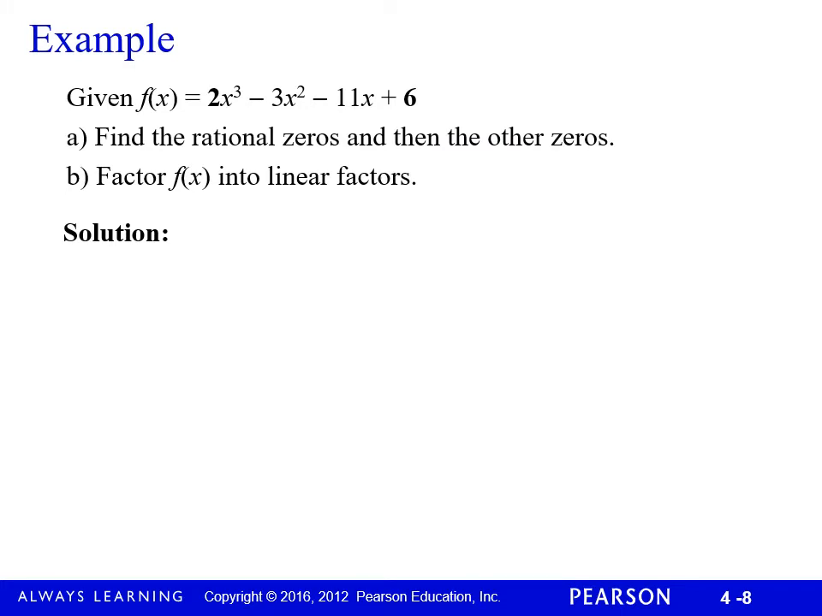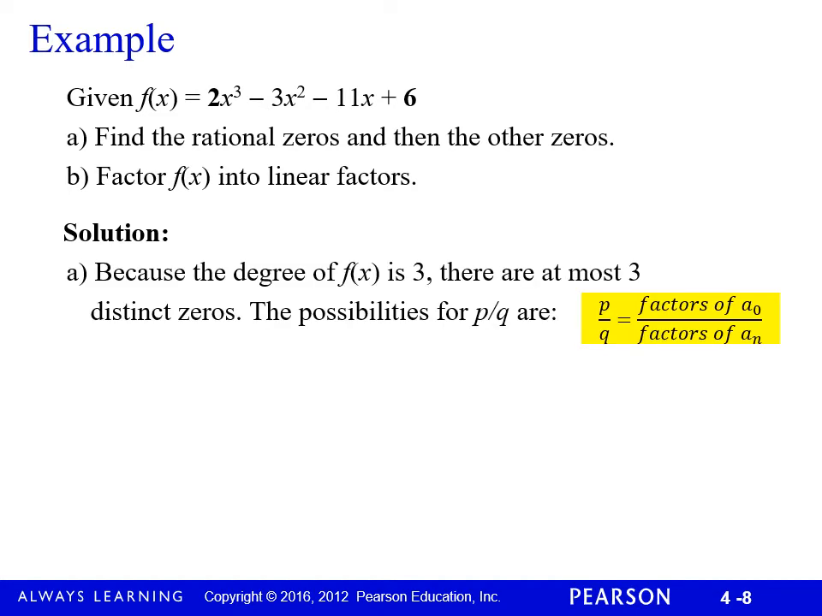Given f of x equals 2x cubed minus 3x squared minus 11x plus 6, find the rational zeros and then the other zeros, then factor f of x into linear factors. Okay? So let's first look at figuring out all the possible zeros for f of x.